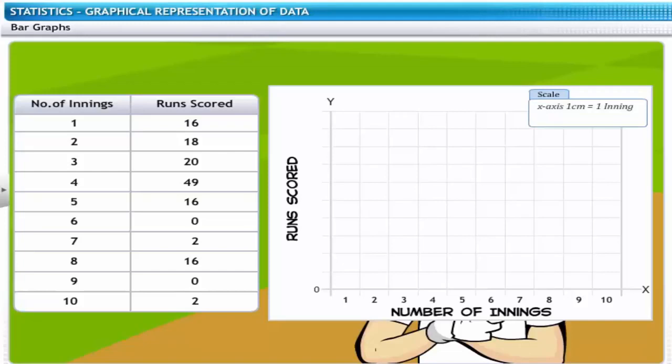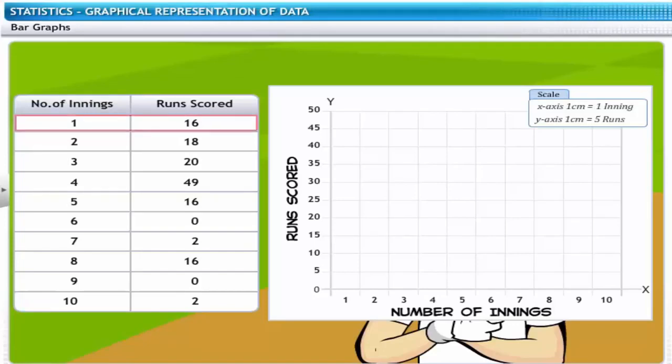Let's look at the maximum value in the values of the variable to decide on a suitable scale for the y-axis. Here the values of the variable are the runs scored and their maximum value is 49. Let's choose a scale of 1 unit equal to 5 runs and mark equidistant points on the y-axis to represent a maximum of 50 runs. Next, we'll draw bars for each innings on the x-axis representing the number of runs scored in it as per the scale chosen on the y-axis.